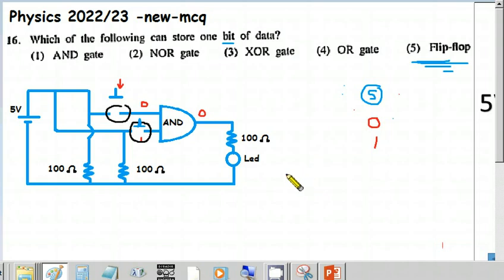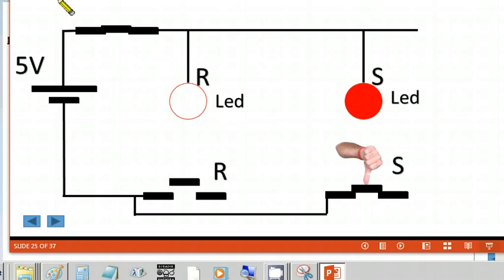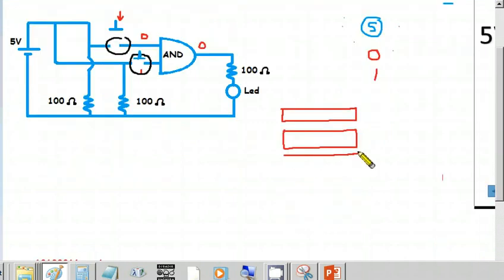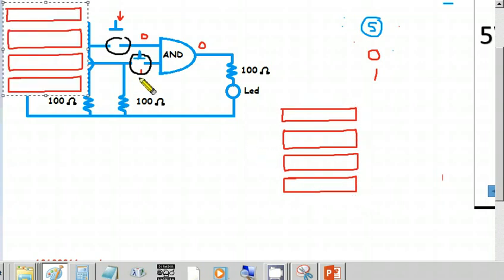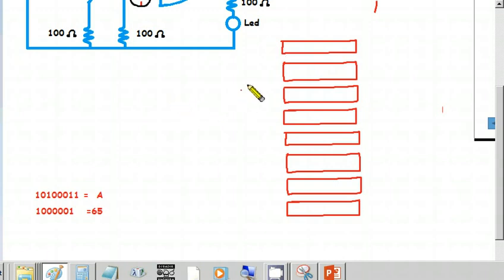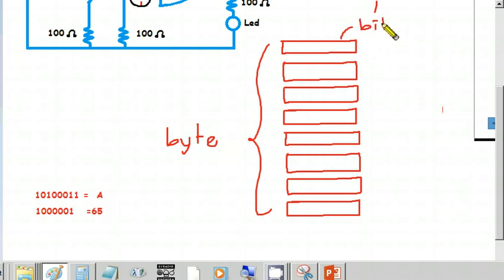So if we make 8 circuits like this, 8 flip-flops like this, I write the total circuit like this. It is going to be a byte. So this total thing is called a byte, 1 byte. This single one is called a bit. So it can be either 0 or 1.